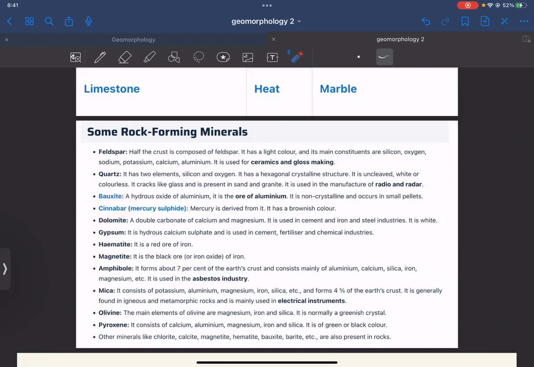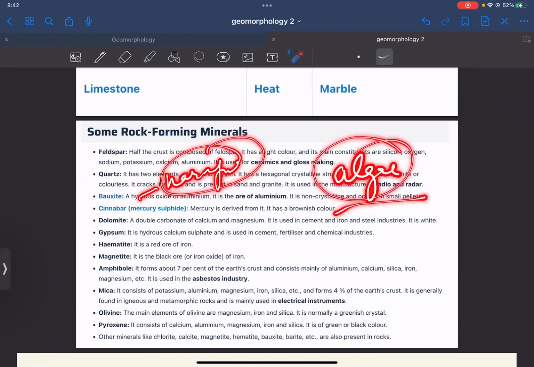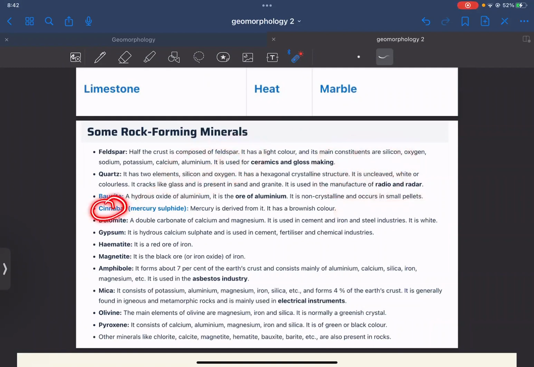Cinnabar is mercury sulfide, and mercury is derived from it. I hope you remember that in the case of the Harappans also, we found the use of cosmetics. How were cosmetics produced? They were produced using cinnabar. Even in today's time, cosmetics are made using cinnabar, and they are quite harmful for health. That's why we are now moving towards using algae to produce cosmetics. What does cinnabar have? Mercury sulfide.